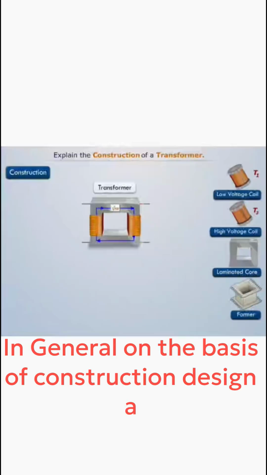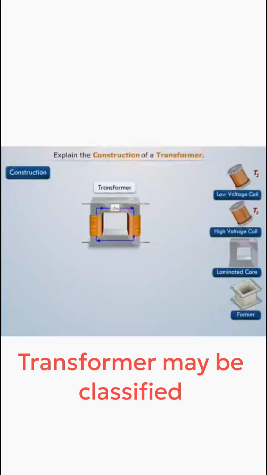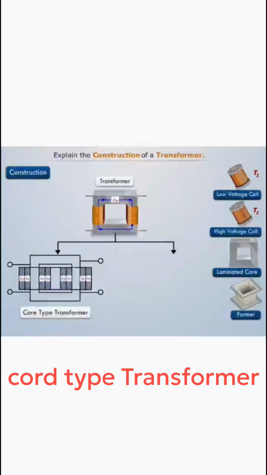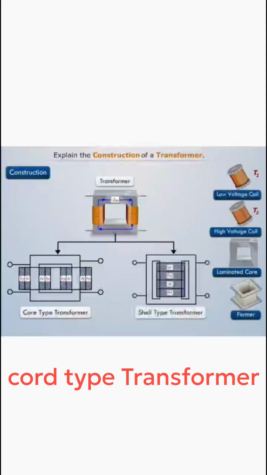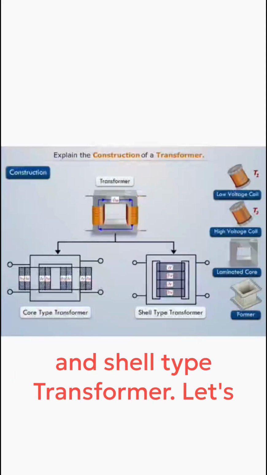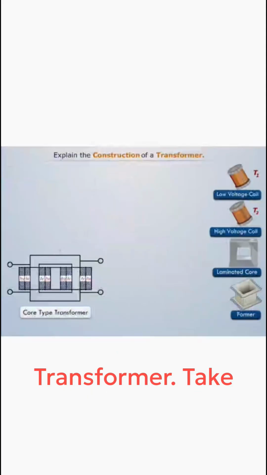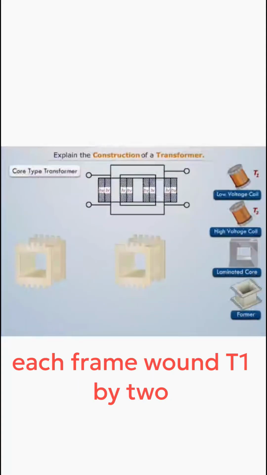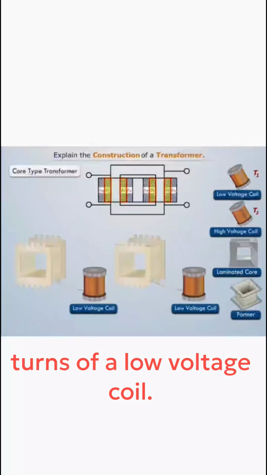In general, on the basis of construction design, a transformer may be classified as core type transformer and shell type transformer. Let's first construct a core type transformer. Take two plastic frames. On each frame, wind T1 by 2 turns of a low voltage coil.